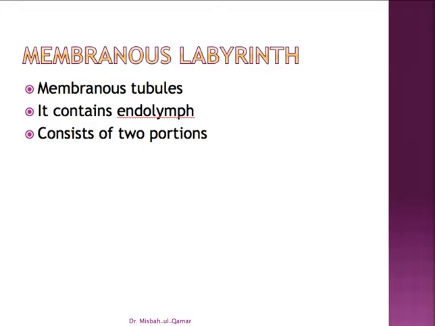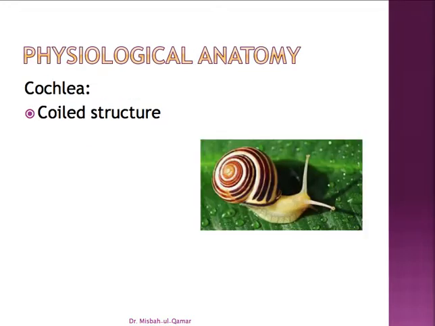Now, this membranous labyrinth consists of two portions. One is the cochlea and the other is vestibular apparatus. And I told you that cochlea is responsible for hearing, while the vestibular apparatus is for the equilibrium. Here, as far as hearing is concerned, we will focus on the cochlea. So, first of all, we look at the physiological anatomy of the cochlea.